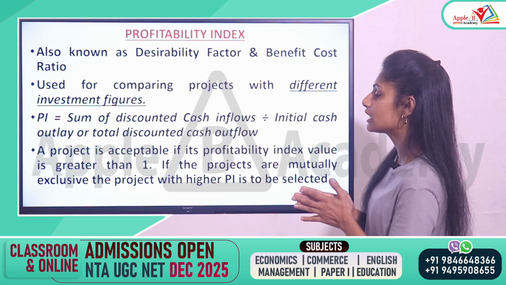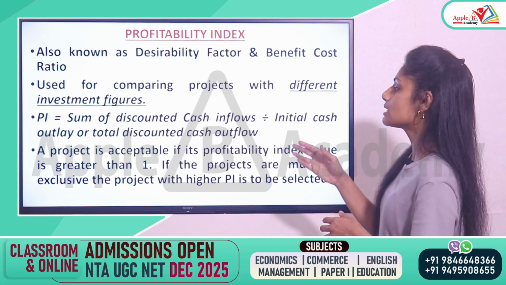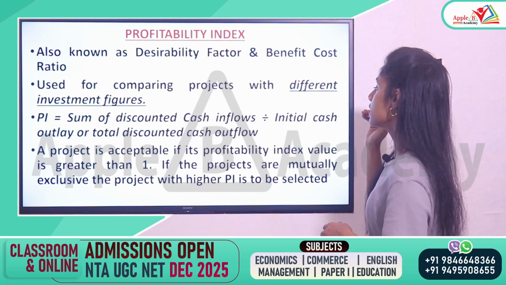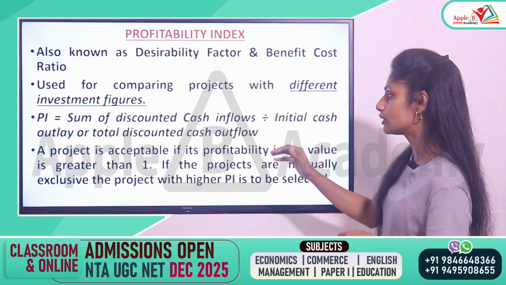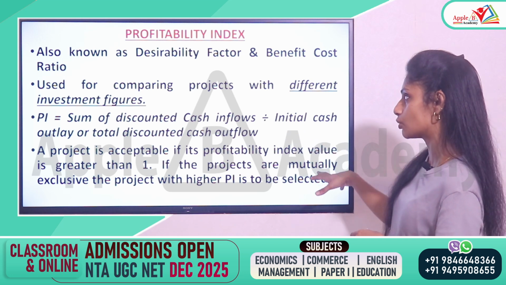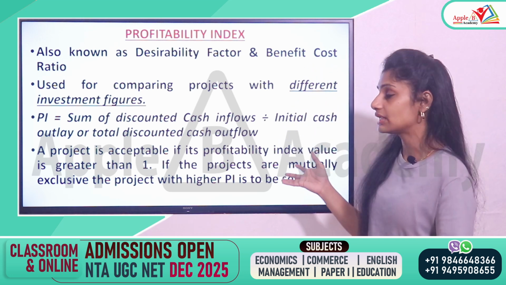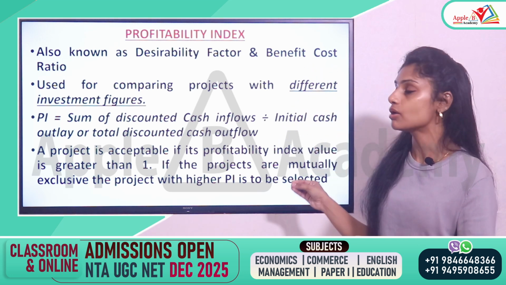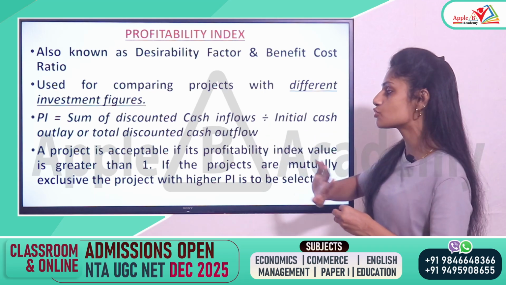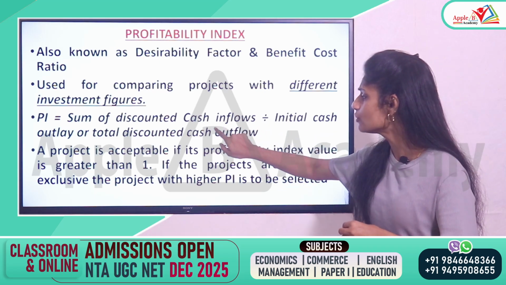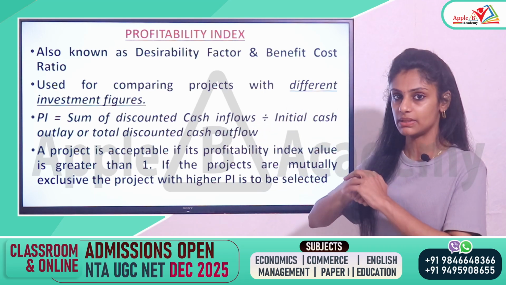And the equation for profitability index is the sum of discounted cash inflows divided by initial cash outlay, or total discounted cash outflow. As it is a modern technique, we will take the discounted amounts. You can say it's inflows by outflows, where outflow means the initial investment that you are making.